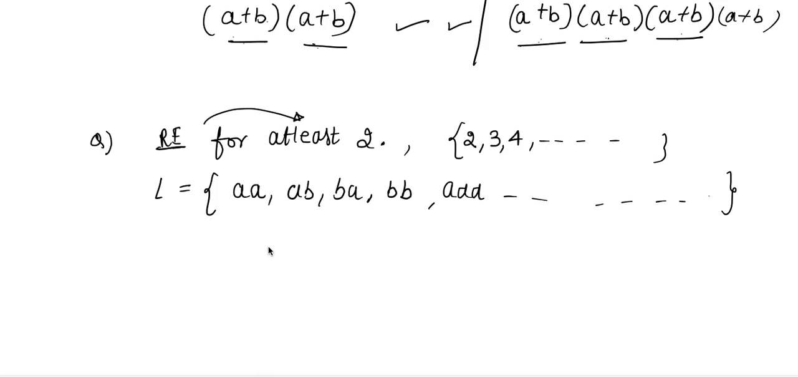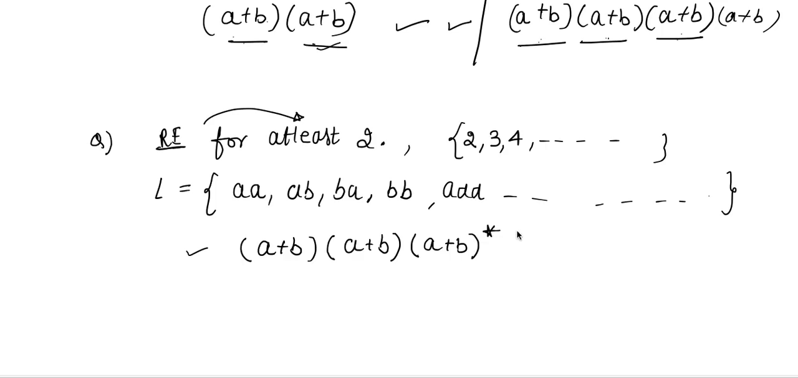So what we can say, A plus B. On the first place we can have either A or B, and the second place we can have either A or B. It is the regular expression for a string of length 2. We have already seen it, right? Now this is exactly 2. I want exactly 2 or greater than 2, so what I'll do is (A plus B) whole star.